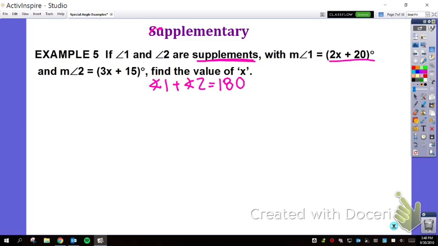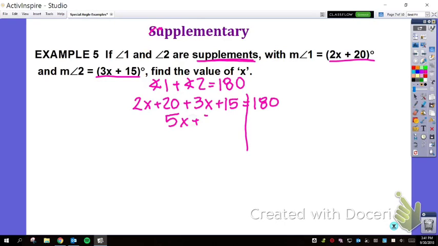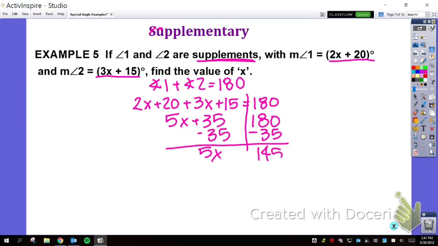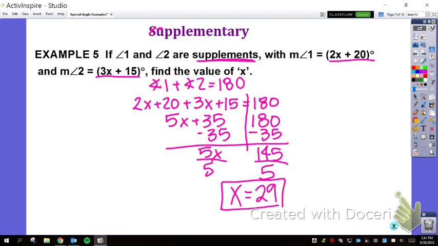We know that angle 1 is 2x plus 20, angle 2 is 3x plus 15. So we would just say 2x plus 20 plus 3x plus 15 equals 180. We're going to combine like terms, so 5x plus 35 equals 180. Subtract 35, and we get 5x equals 145. Divide by 5, and we end up with x equals 29. Now they didn't ask us to find the measure of either of the angles, so they just wanted x, so that's all there is on that one.